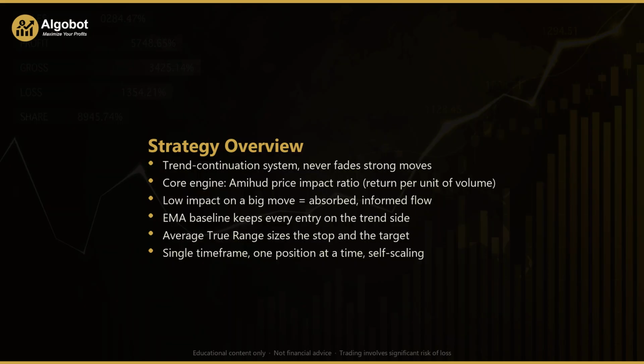The strategy pairs this impact ratio with an exponential moving average baseline that keeps every entry on the correct side of the prevailing trend, and an average true range measure that sizes the protective stop and the target. Because the trigger is normalized by volume, it self-scales. The same settings can read a quiet hour on a major currency pair and a wild hour on gold on the same footing.